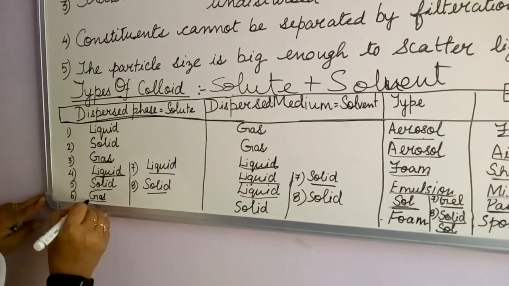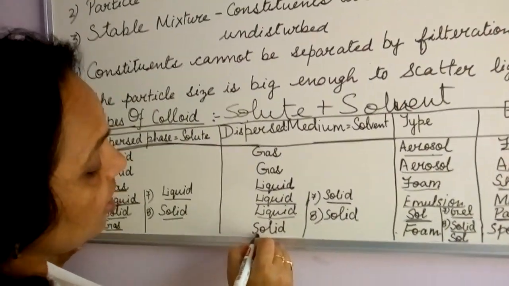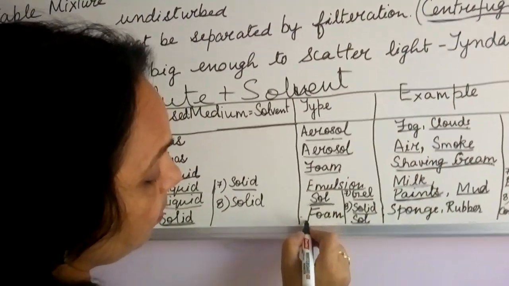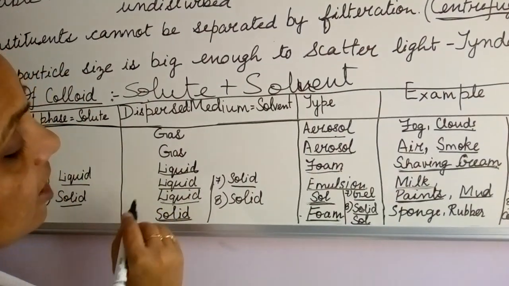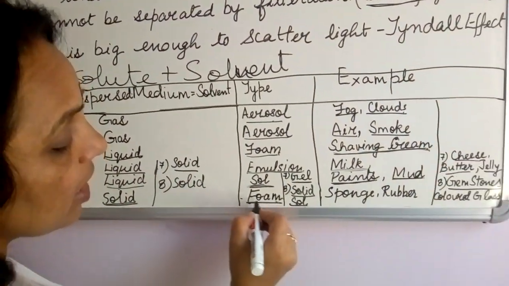Next, gas is the dispersed phase, gas dispersed in solid. The example is foam. So gas dispersed in liquid is also foam. Gas dispersed in solid is also foam.